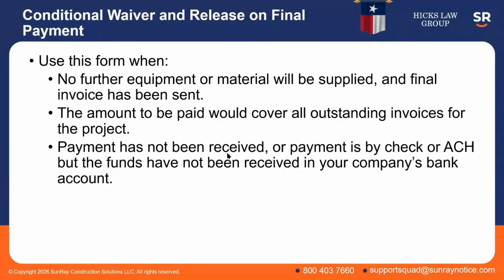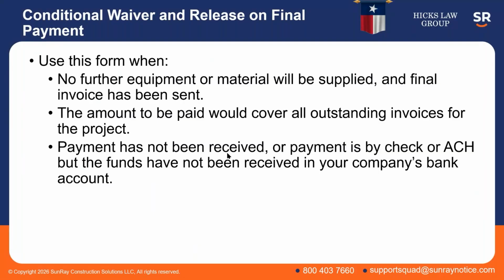Now here's our third form from the statute, the conditional waiver and release on final payment. So when are you going to use this one? You're going to use this one when you're not going to be doing any further work on this job. You are done. You're not going to be supplying equipment any further. No more materials are going to get delivered. You're done with this job. But you haven't received the final payment. So that's why you're signing a conditional form of waiver, because you haven't received your final payment yet.